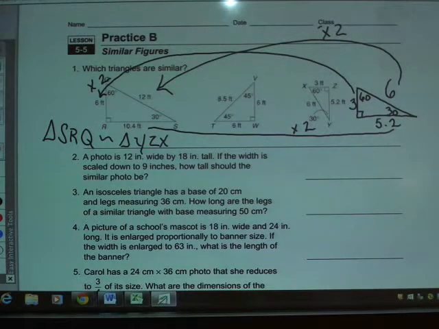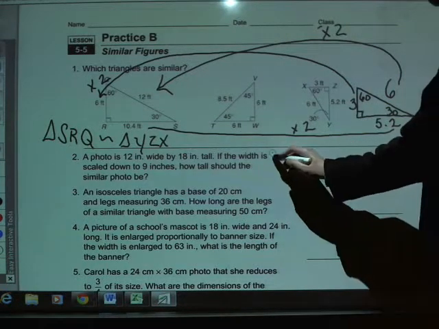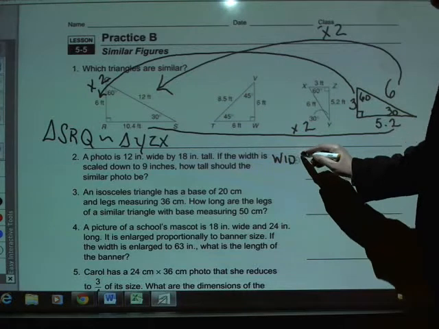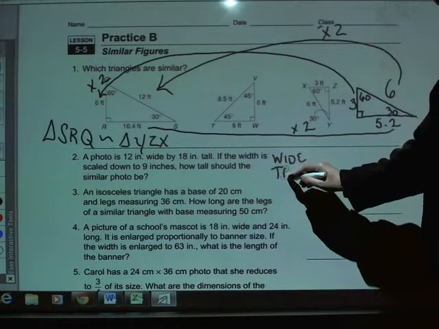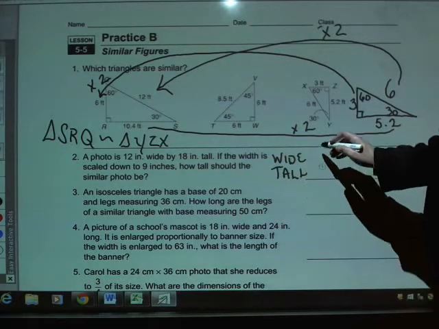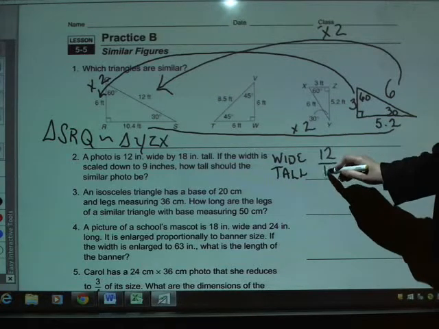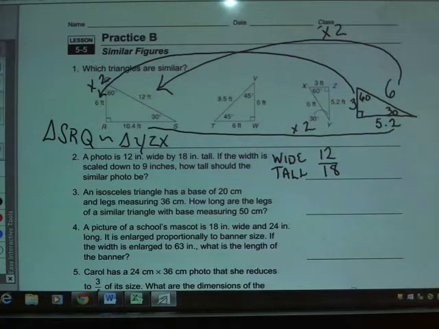Okay, a photo is 12 inches wide to 18 inches tall in number 2. So the width on top and how tall it is on the bottom, and they're telling us it's 12 and 18. They want us to now shrink that photo down so the width is now going to be 9 inches, and they want us to tell how tall the new picture would be.